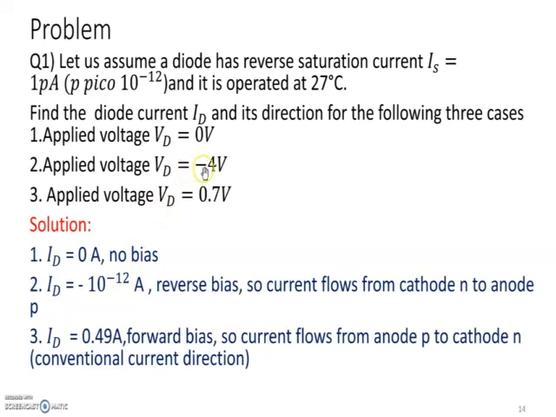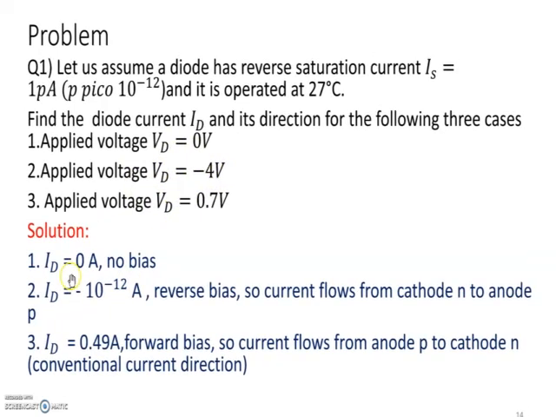You can substitute various values of Vd like minus 6, minus 9, minus 10, as an assignment or homework. Whatever values you put, definitely you'll be getting Id as constant. That constant is equal to minus Is, the reverse saturation current. And when Vd is positive, you get about 0.5 ampere, which is much more current.